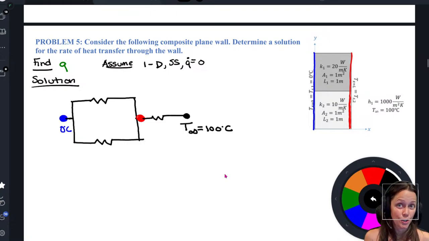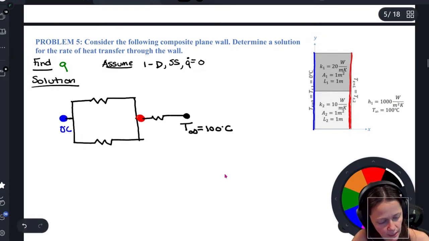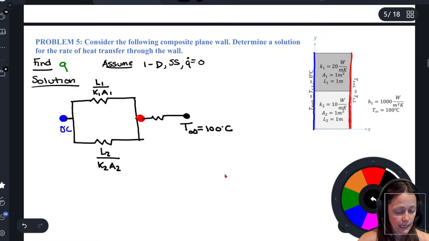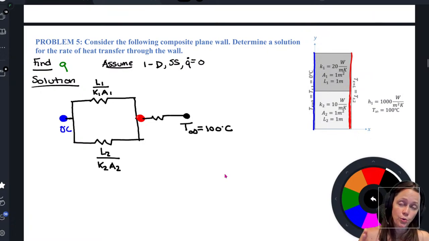So I've got two resistances to conduction. So it's going to be L over kA. Again, if you forget, it's on your equation sheet. So it's the thermal resistance to conduction through a plane wall. So I have this guy is going to be L1 over k1 A1. Bottom one is going to be L2 over k2 A2. And then the other one, the one on the right-hand side, is going to be the resistance to convection.